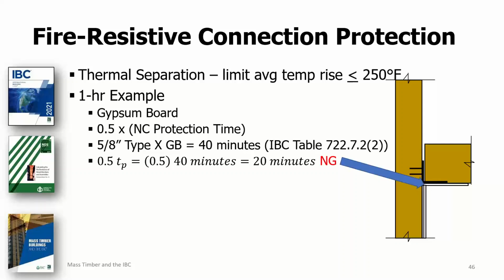In this detail, you can see that clearly the single layer of 5/8 inch Type X gypsum board on the ceiling would not be sufficient to protect the connection hardware for the required 1-hour fire resistance rating time. In fact, it would only provide 20 minutes of thermal separation to the lower leg of that steel angle that you see where the blue arrow is pointing.